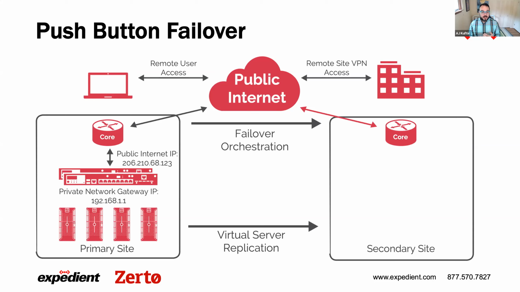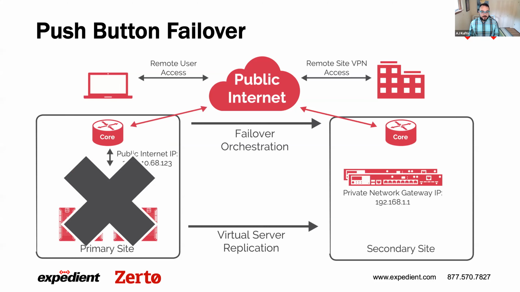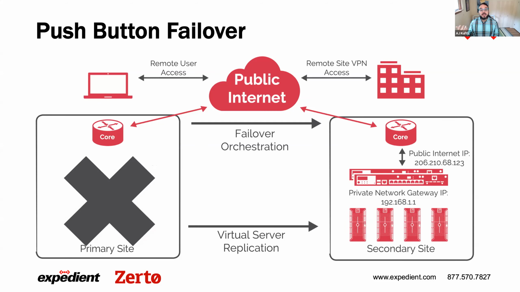The public internet IP is pushed up to the core and out to the internet on the primary site by BGP. And if you have, let's say, a very bad day, the private IP fails over, the virtual servers fail over, and the public IP comes over, and BGP broadcasts that out to the core and makes the secondary site your new primary site. So everything that was in your primary site is now over at your secondary site.